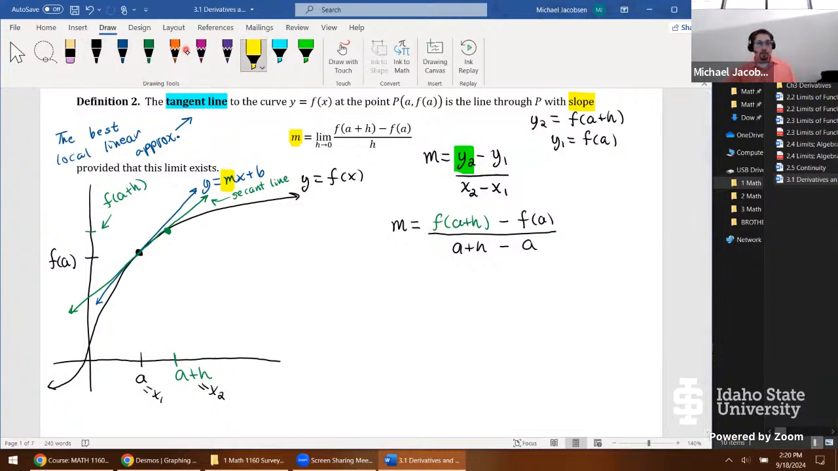Just to convey a little bit more, this y1 was the f of a, which was that right there from that second point. So it's the difference in the y values, f at a plus h minus f of a, divided by the difference in the x values, a plus h minus a. But then that gives us a cancellation. We have that m equals f at a plus h minus f of a, all divided by just h.